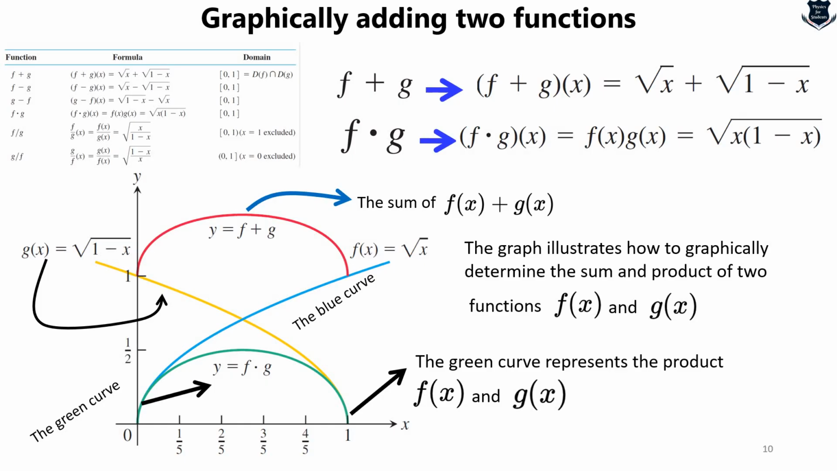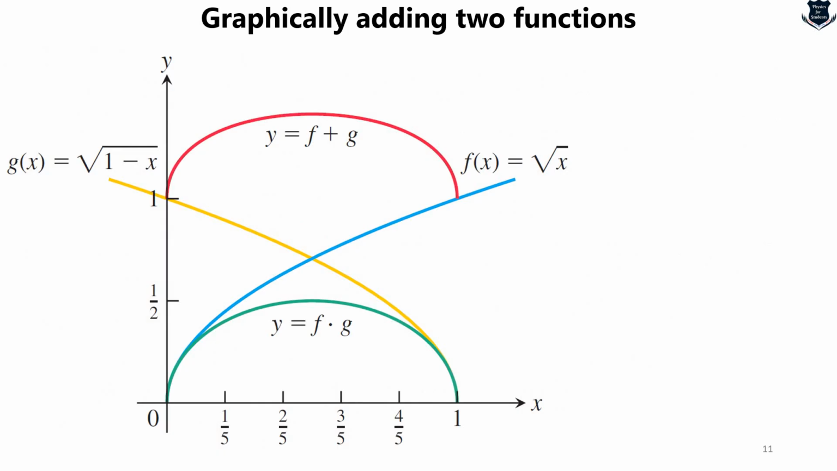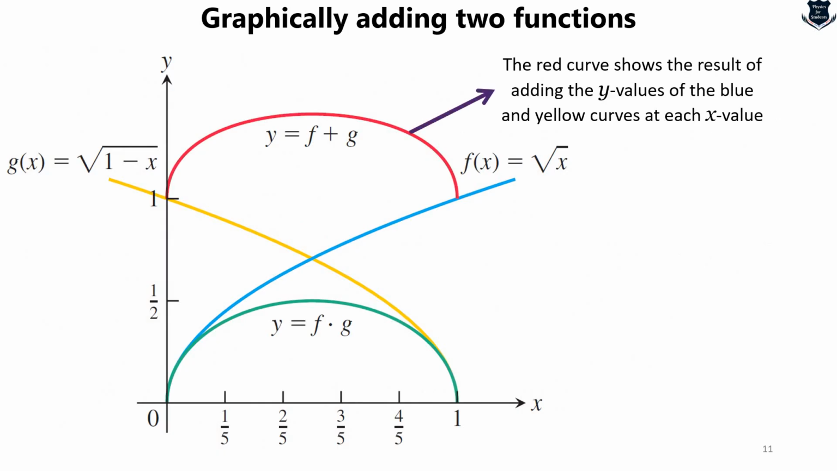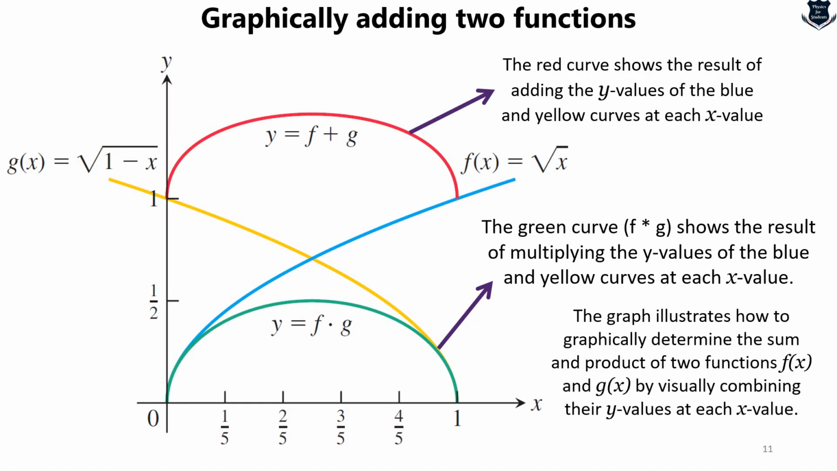How do we multiply that? Let me show it on a fresh page. Things will be much clearer. As you can see here, the red curve shows the result of adding the y values of the blue and the yellow curves. The green curve shows the multiplication, f times g, the result of multiplying the y values of the blue and yellow curves at each value. This graph illustrates how to graphically determine the sum and product of two functions.